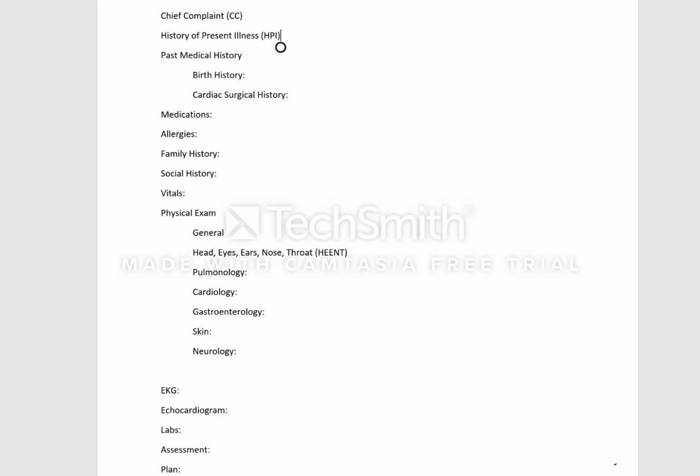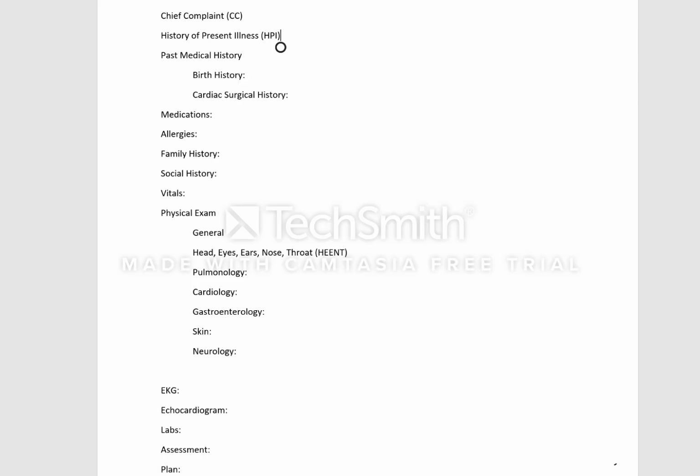For gastroenterology, you want to put soft, non-tender, non-distended, no hepatomegaly. If you listen to the bowel sounds, put normal bowel sounds. For skin, put warm and well perfused, no rashes. Neurology, you can say no focal deficits. And of course, if you've done more than this sort of basic exam for the other systems, you can also include that as well.